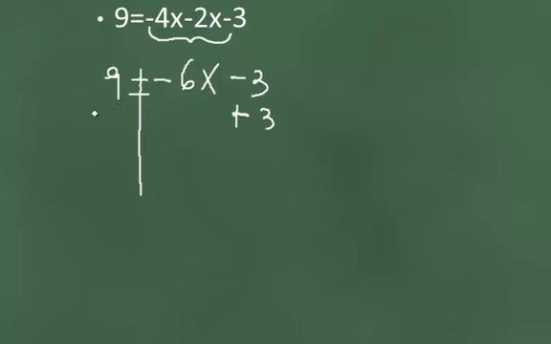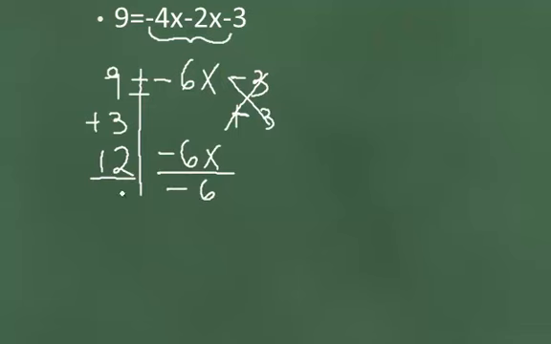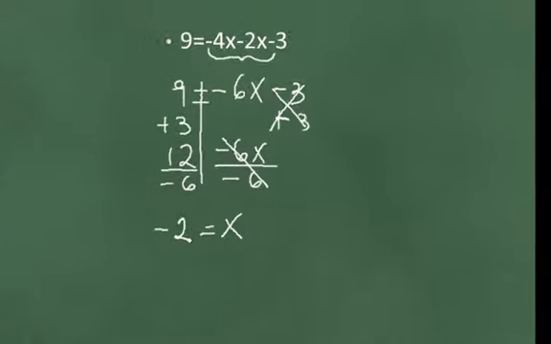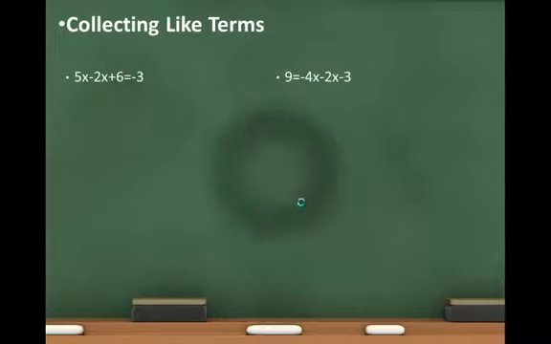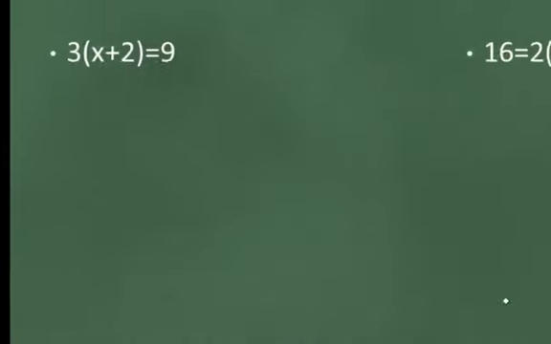And whatever you do on one side, you're going to do it on the other side. -3 plus 3 is 0. So on this side you're left with negative 6x, and here you have 9 plus 3, which is 12. Divide both sides by negative 6 to get rid of this negative 6 over here. This will go to 1, so you're left with 1x equals 12 divided by negative 6, which is just negative 2.